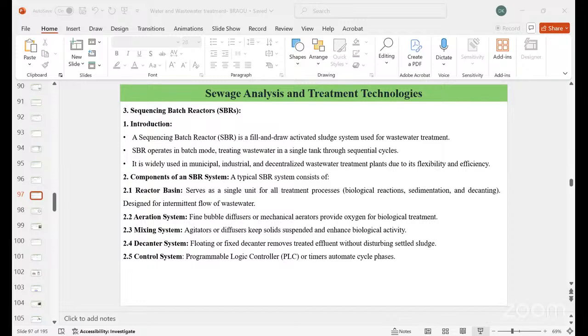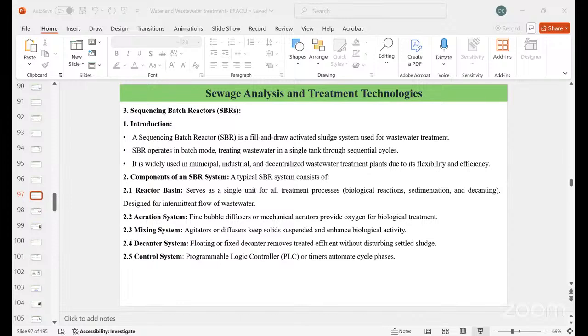And the sludge wasting and reset phase, where the excess sludge is removed from the bottom of the tank and then prepared for the next cycle. Each cycle lasts for about 4 to 8 hours, depending upon the wastewater characteristics. And the design parameters will be like this: HRT will be around 4 to 24 hours, solid retention time 10 to 40 days, cycle time 8 hours, and organic loading rate about 1.2 kg BOD5 per meter cube per day.